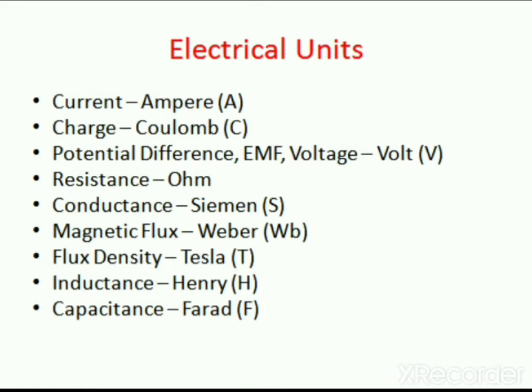Next is magnetic flux and flux density. The SI unit of magnetic flux is Weber and it is abbreviated as Wb, which is defined as the magnetic flux that links a single turn coil producing an EMF of 1 volt when the flux reduces to 0 at a constant rate in 1 second.